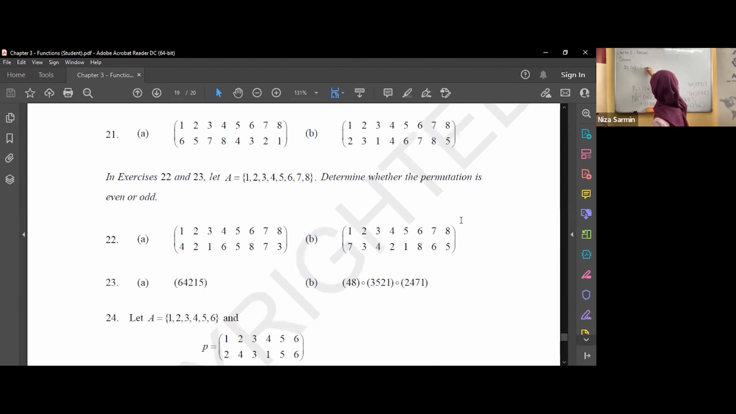Okay, Alia, sorry, today I only call Alia. Okay, number 22A. Can you read to me, Alia? 1 to 4, 4 to 6, 6 to 8, 8 to 3, 3 to 1. Okay, and then 2 to 2, 5 to 5, 7 to 7. Okay. So this is just 1, 4, 6, 8, 3.